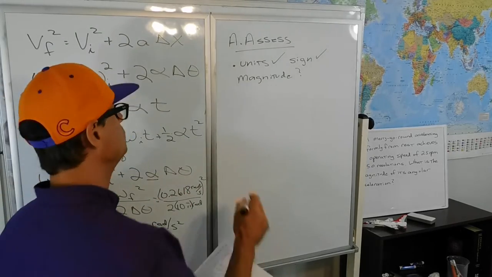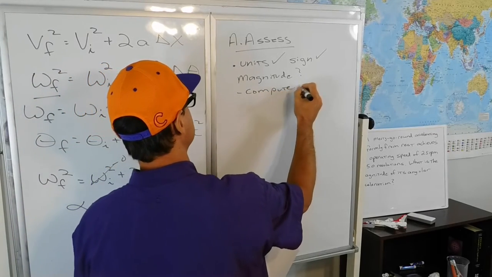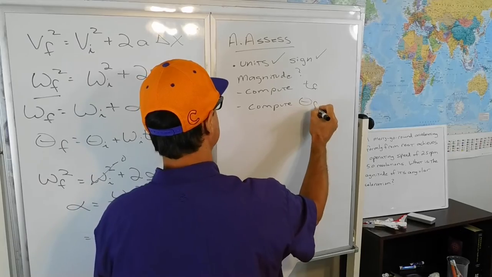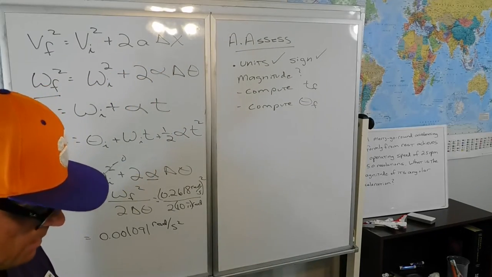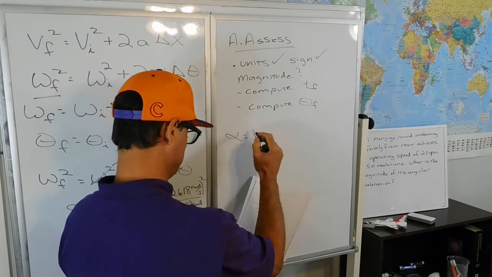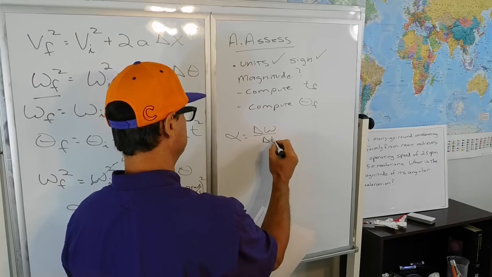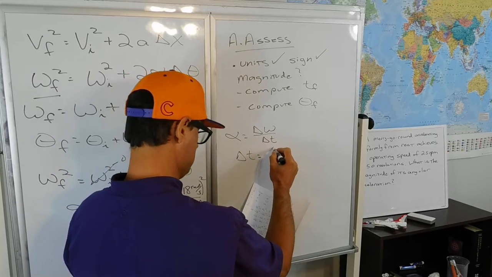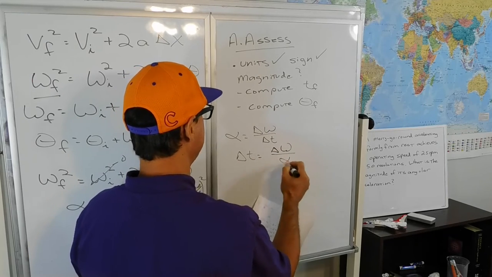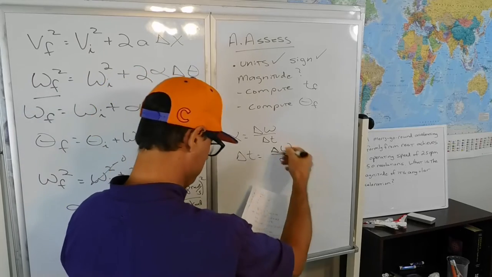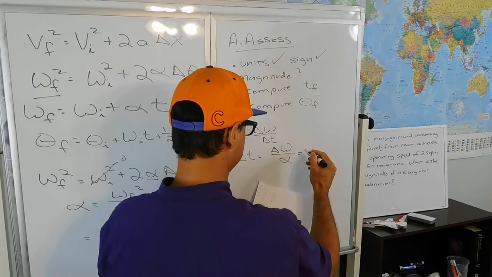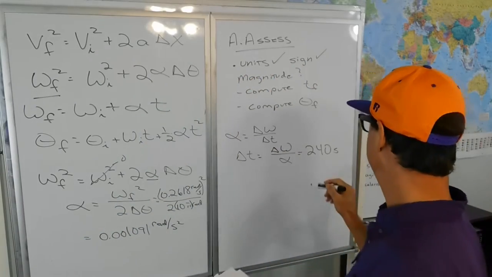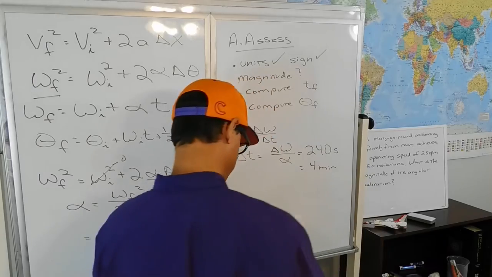So perhaps an approach we could take would be to compute the final time and then to use the final time to compute the final angular displacement as a double check. Well, yeah, we can approach it this way. Think about alpha, right? It's delta omega over delta t. So this enables us to compute the time interval. How much time does it take to spin up? It's going to be delta omega over alpha. Just multiply this and then divide by that. So you plug in the numbers there, and it works out that it's going to take 240 seconds to spin up. Hey, that's a nice even number. 240 seconds is 4 minutes. All right, so that's convenient.